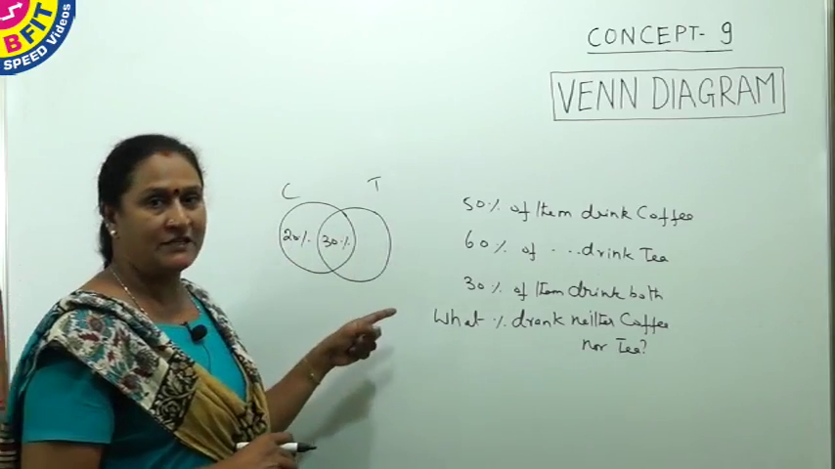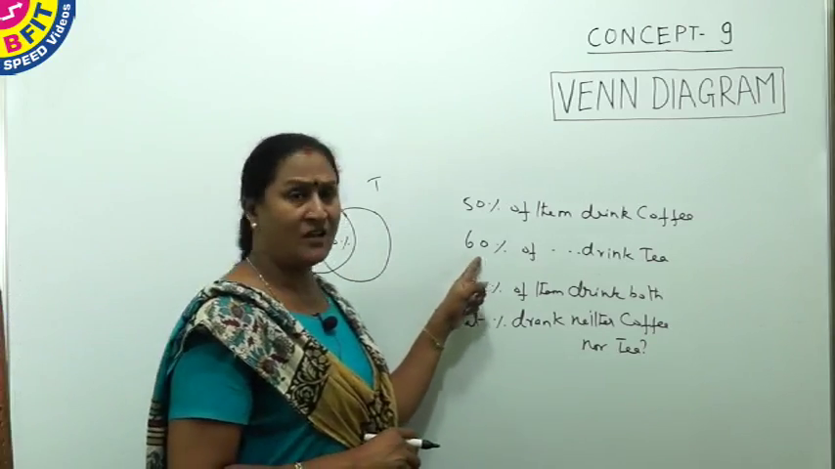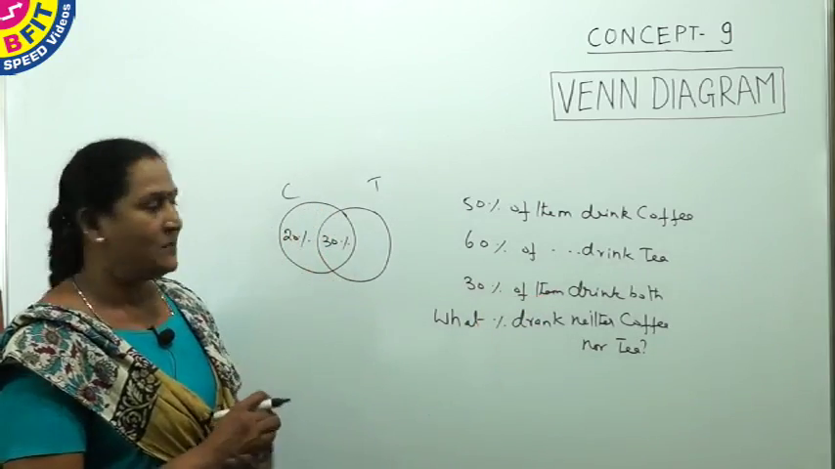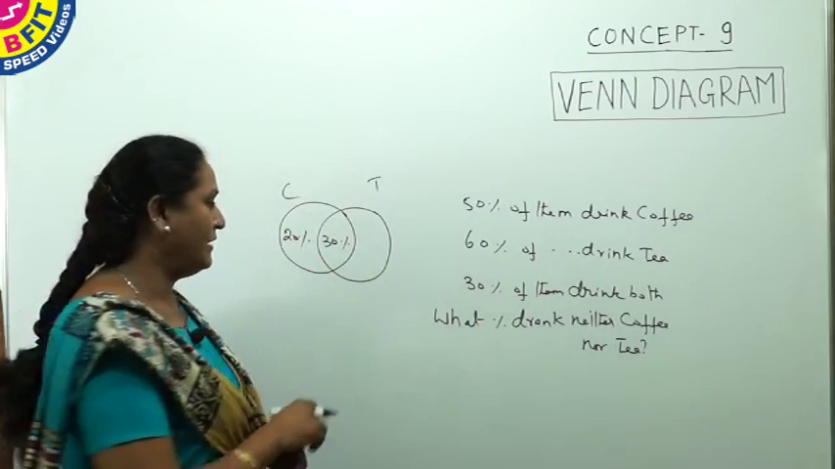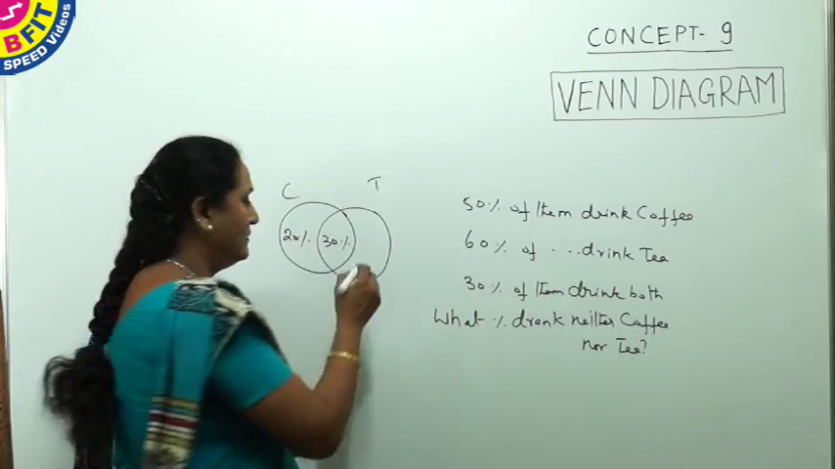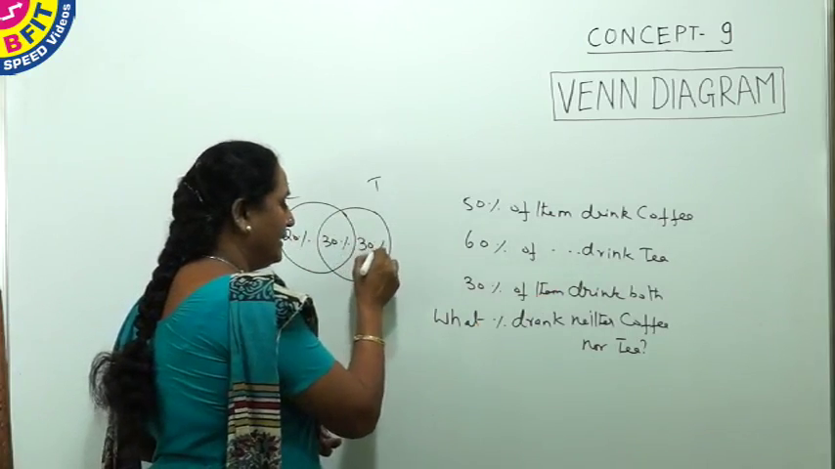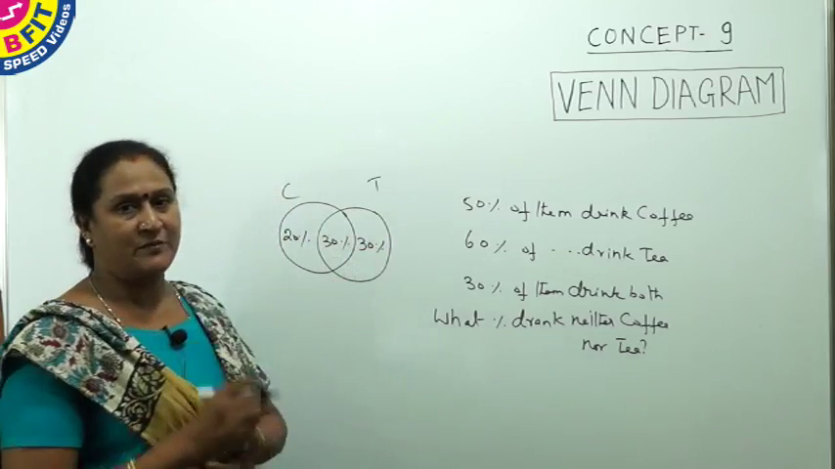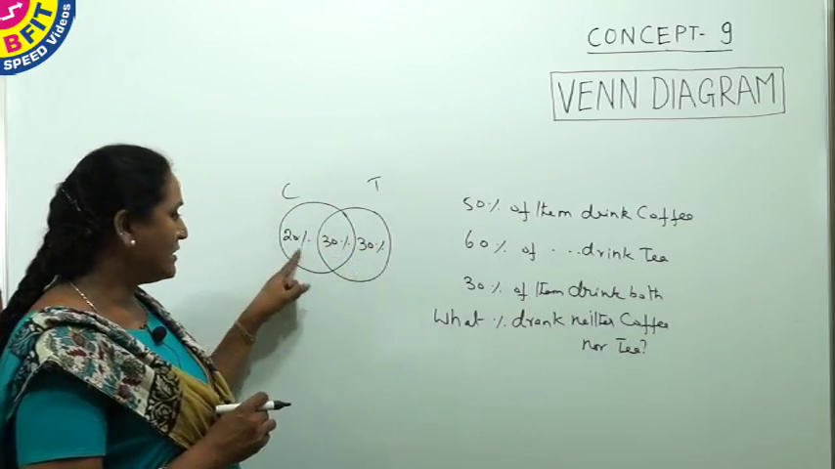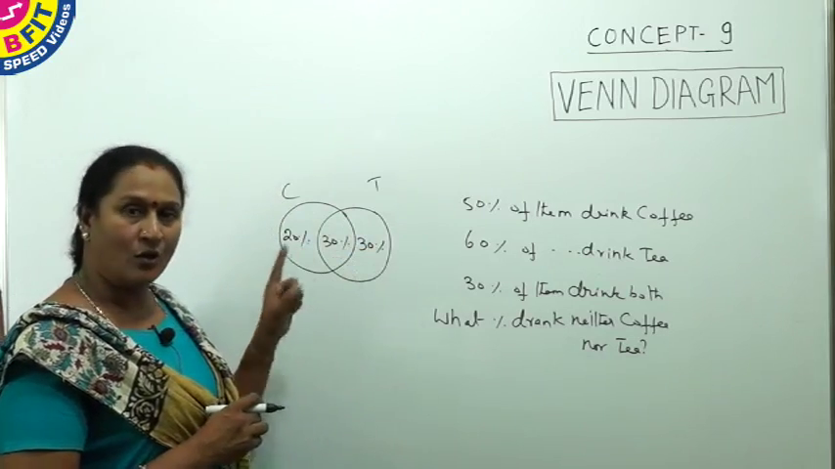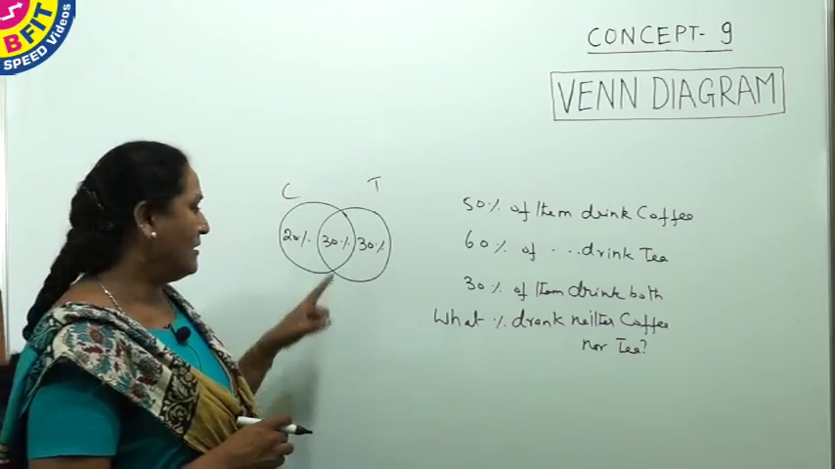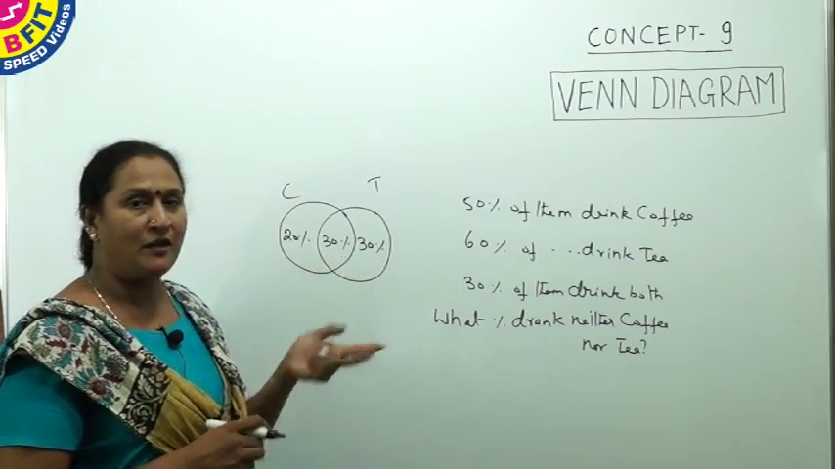So now in the coffee circle, we have 50% of the people in that office. And now for the tea circle, you should have 60% of the people. Already we have 30%. So subtract 30 from 60. So what will be the value here? It is 30 here. And when you check in the tea circle, we have 60%. So now this is the part where the people drink only coffee, this is the part where the people drink only tea, and this is the part where they drink both.